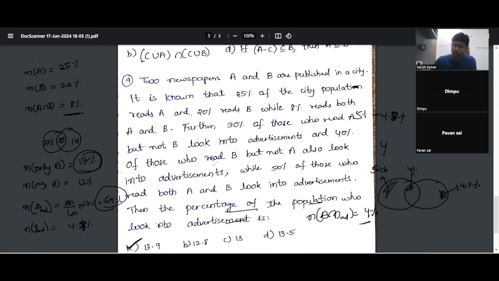So first, what we did is find out what percentage in each group look at advertisements. What information was given? Of those who read only paper A, 30% look at advertisements. First we found out how many people are reading only newspaper A, which is 17%. Of that, 30% of 17% is 5.1%. So those who see advertisements in newspaper A are 5.1%, in newspaper B 4.8%, and those who read both papers and see advertisements are 4%. So the total is 5.1 plus 4.8 plus 4, which is 13.9.